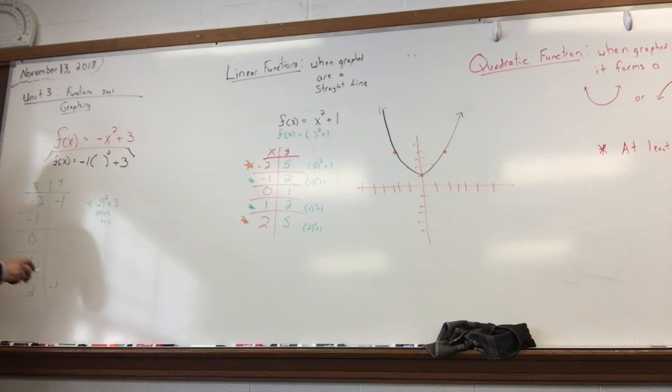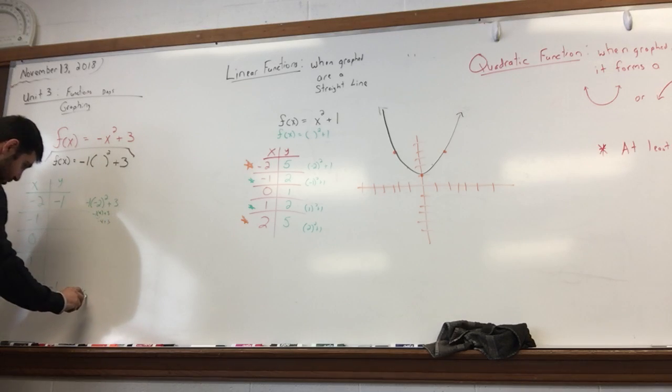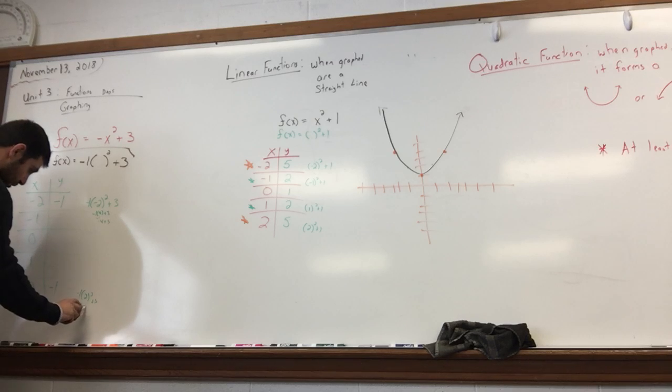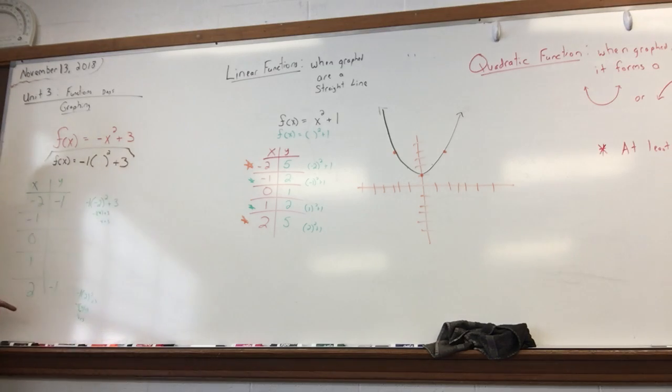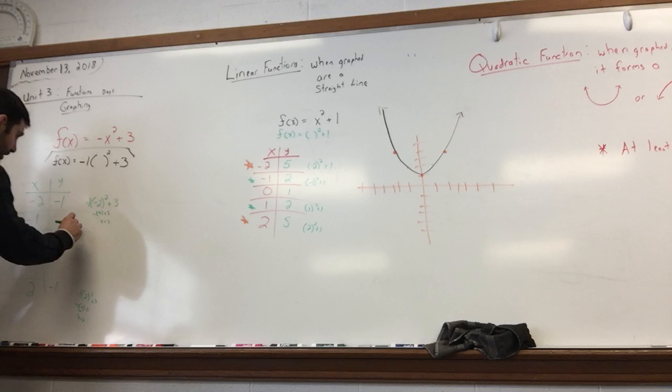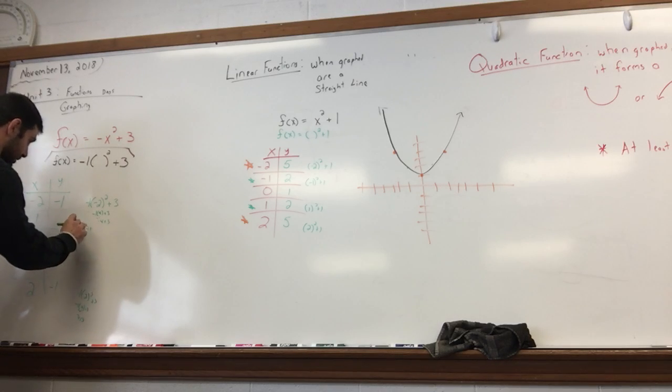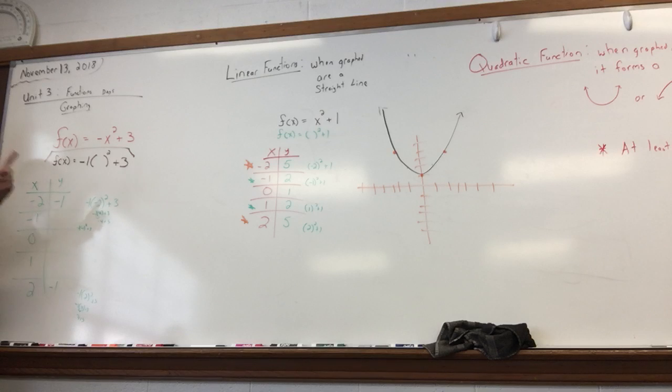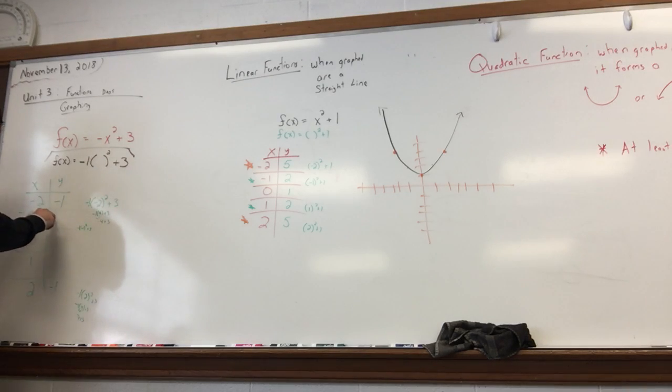Can I check this? Well, sure. It's going to be -1 times 2 squared plus 3. -1 times 4 plus 3. That's -4 plus 3. Oh, that works. Remember, opposites give me the same y value. So let's find -1. So now I've got -1 times -1 squared plus 3. -1 squared is 1. 1 times -1 is -1. -1 plus 3 is 2.